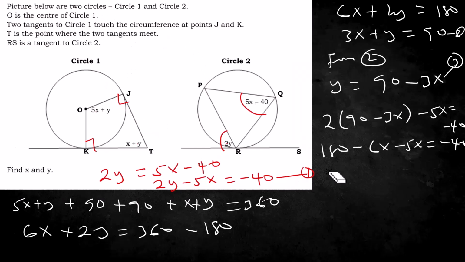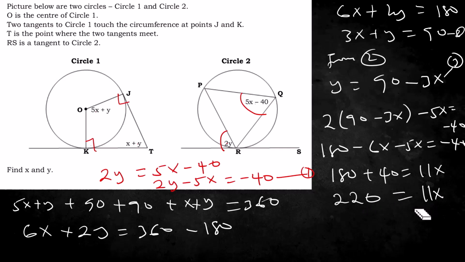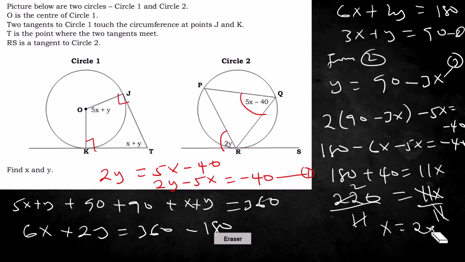Okay, so 180 plus 40 is the same as 11x. So this side will be 180 plus 40, that's 220. 220 equals 11x. Okay, so let's divide this side by 11. So 11 here, 2, so x is 20. All right, so x is 20.